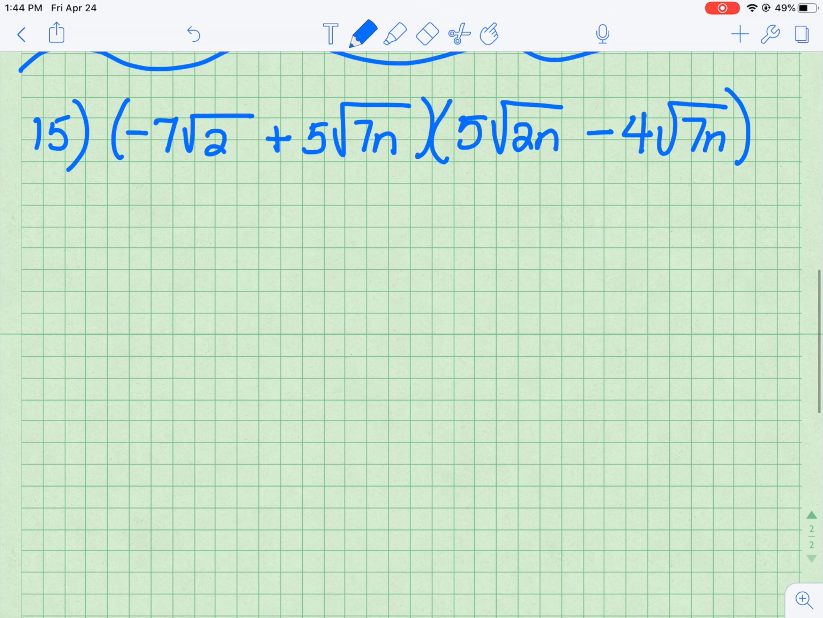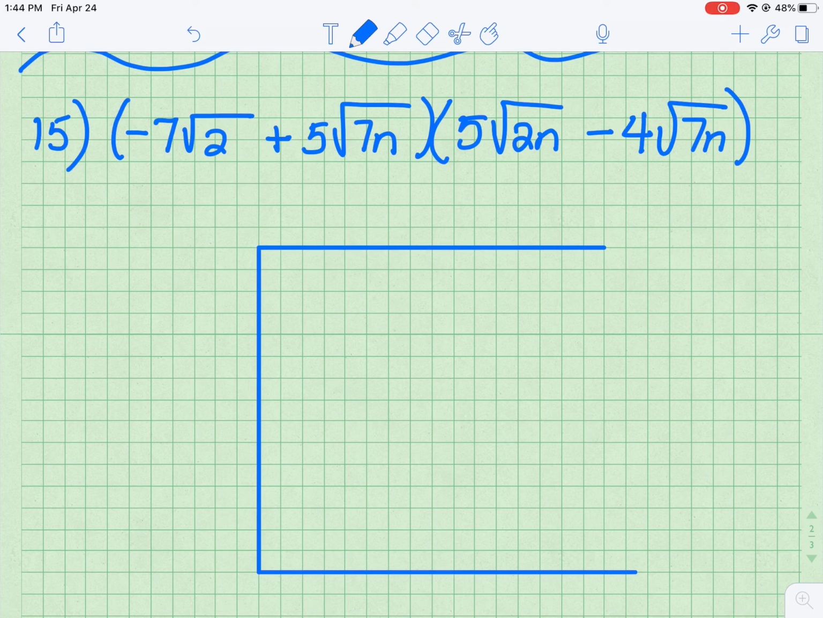Didn't we use the FOIL method last semester? Yeah, we did. And again, it was a choice. You could use box or foil, so it's kind of up to you. Are you able to do the foil box method? Or do the box and the foil? Oh yeah, I can do that. Let me start with box and then I'll do foil. Okay, so here's the box method.